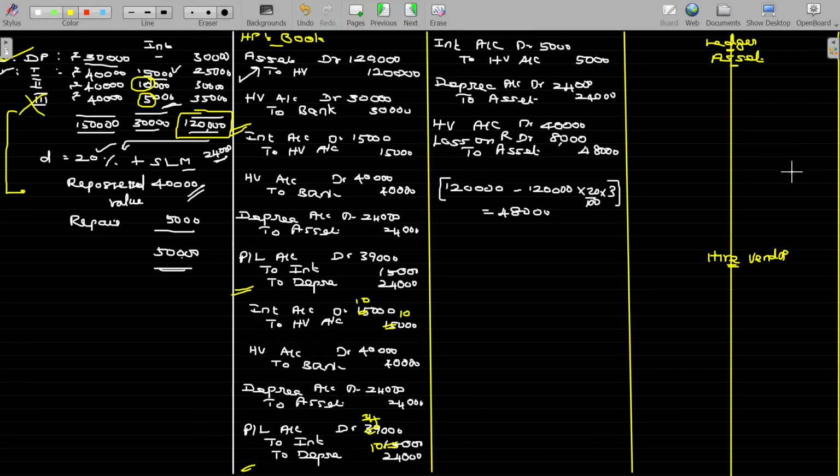Now asset account and hire vendor account. Asset account la varumbodhu, asset account to hire vendor in the day 1, to hire vendor, the value being 1,20,000. First year end la nama depreciation charge பண்ணிருக்கோம், depreciation to asset. அப்ப by depreciation the value being 24,000. First year is over.